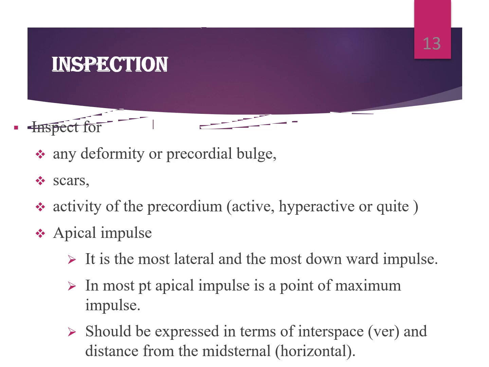The apical impulse is the most lateral and the most downward impulse, whereas the maximal impulse is the point of maximum pulsation that is visible. So they are different things. Even though they are different, in most patients the apical impulse is the point of maximal impulse. It should be expressed in terms of interspace for vertical location, and described by distance from the mid-sternal line to the left side on the horizontal line.